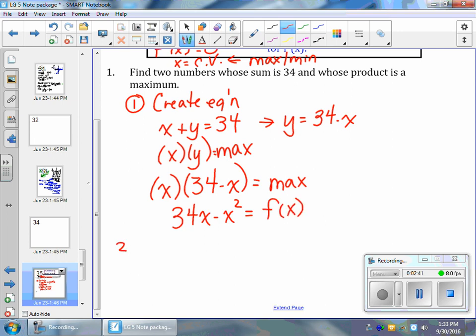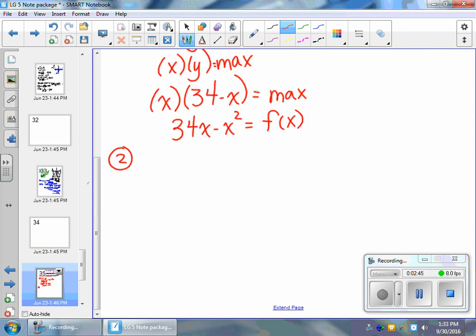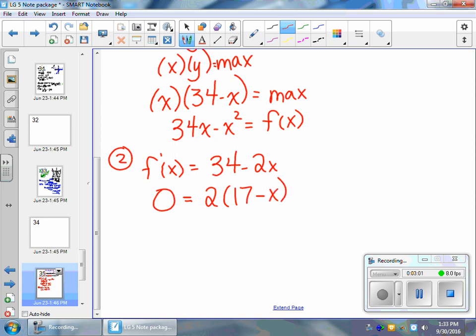Now, number 2, remember I'm looking for the maximum product. Automatically, when you see maximum or minimum, you want to think critical value. So let's find that derivative. It's going to give us 34 minus 2x. Then remember, we just set that equal to 0. So I've got 2 times 17 minus x, so x is going to be equal to 17.